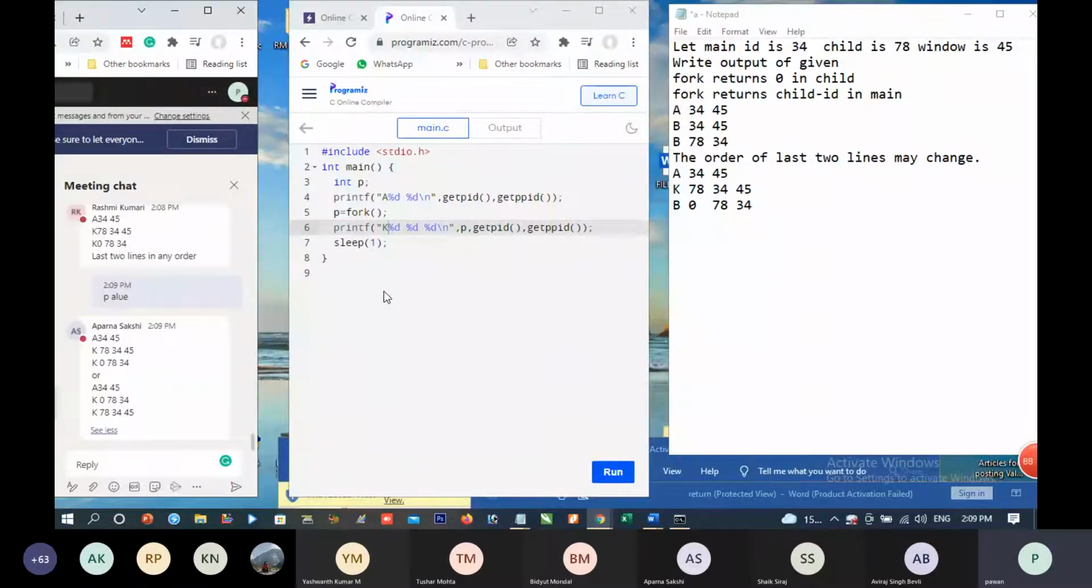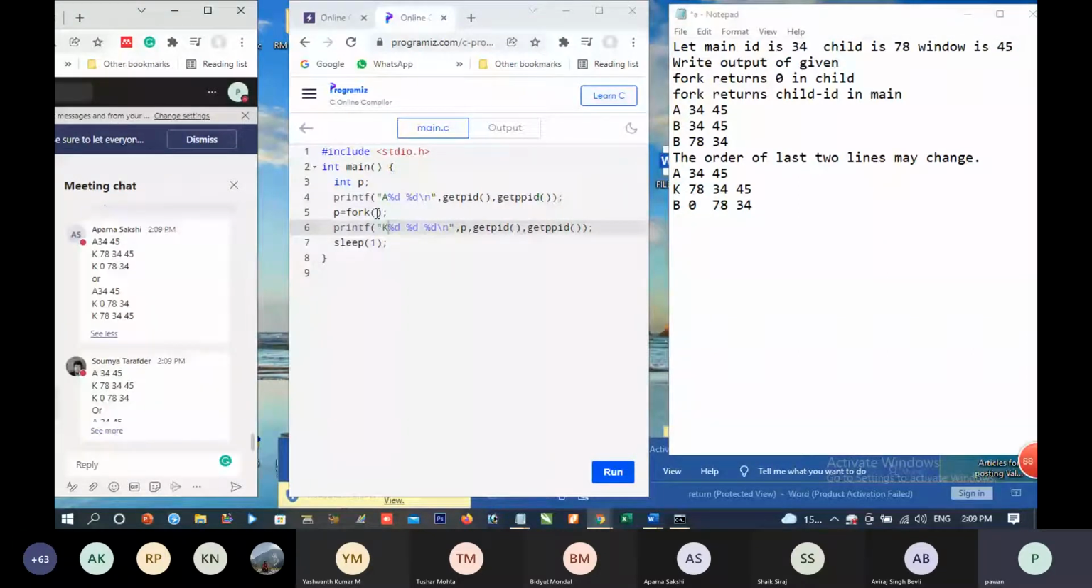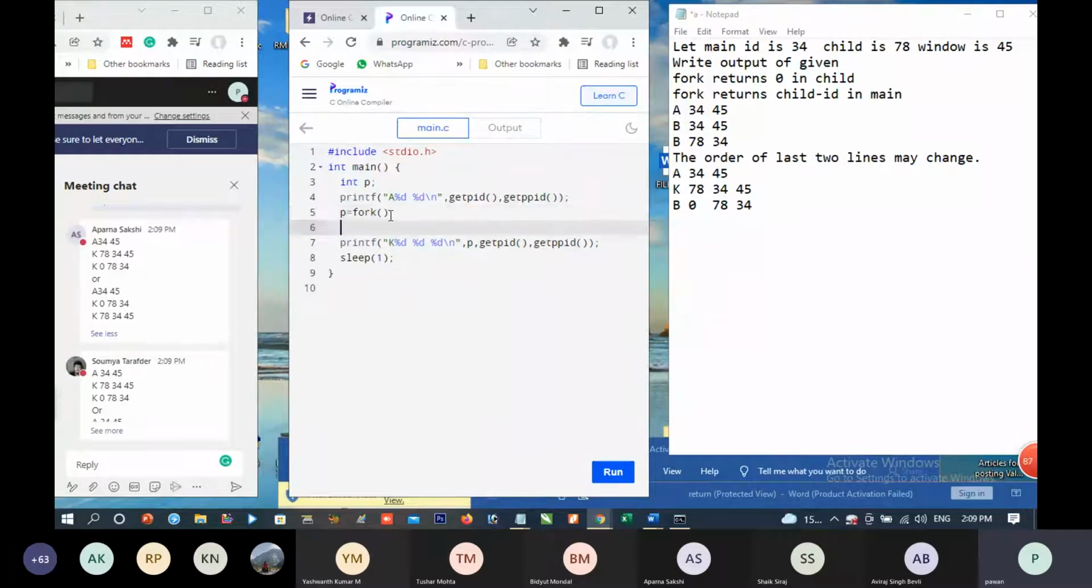Now we further proceed. The return value of the fork may be used to identify who is parent and who is child. P equal to 0 is child and P not equal to 0 is parent. So we write it here. If P equal to 0, then, of course, now writing about P.